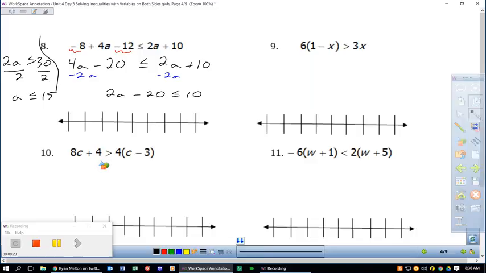And I probably should be boxing my answers in because we do have a lot of work here. 15, and go to the left. And it's closed, like you said.